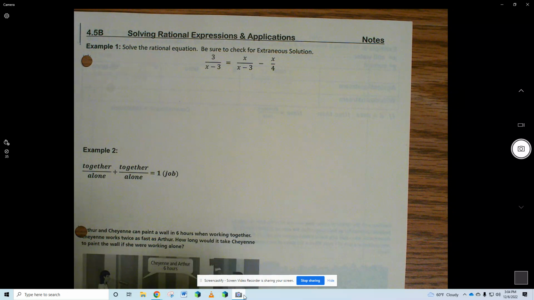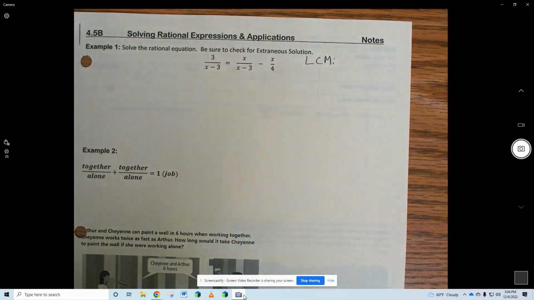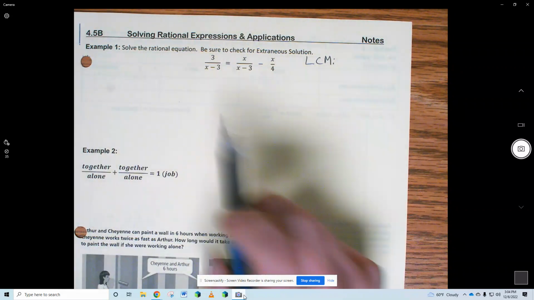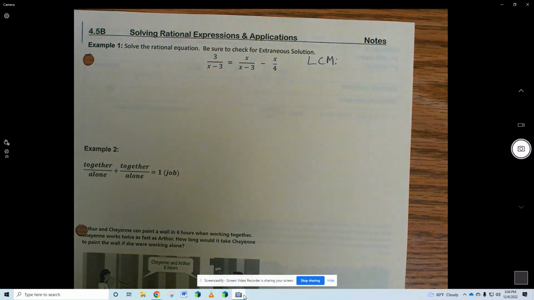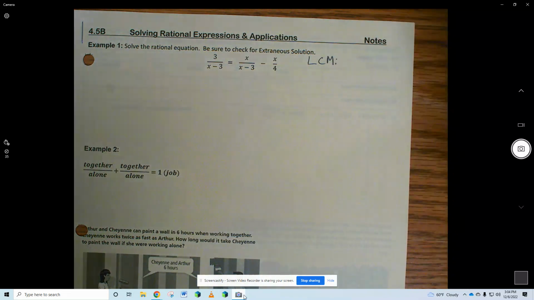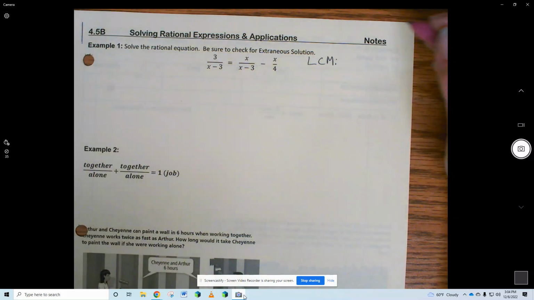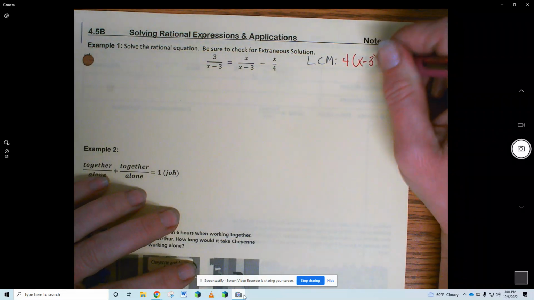I'll first focus on finding the common denominator. Common denominator is the same as the least common multiple, LCM. My denominators are an x minus 3 and then a 4. So, help me out here. What's my common denominator? 4 and then x minus 3.